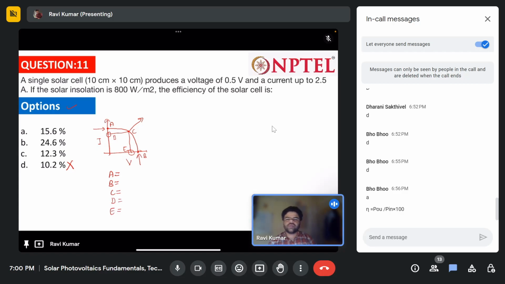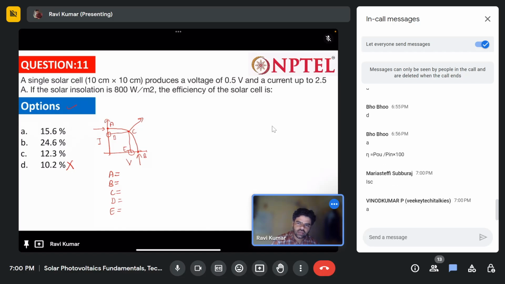What is A? What is B? Don't you remember the IV characteristics of a solar cell? I hope you do. Vinod said answer is A. Okay, Vinod, just focus on this thing. The IV characteristics I have drawn. Yes, someone said ISC, but which point is ISC? A, B, C, D, or E?